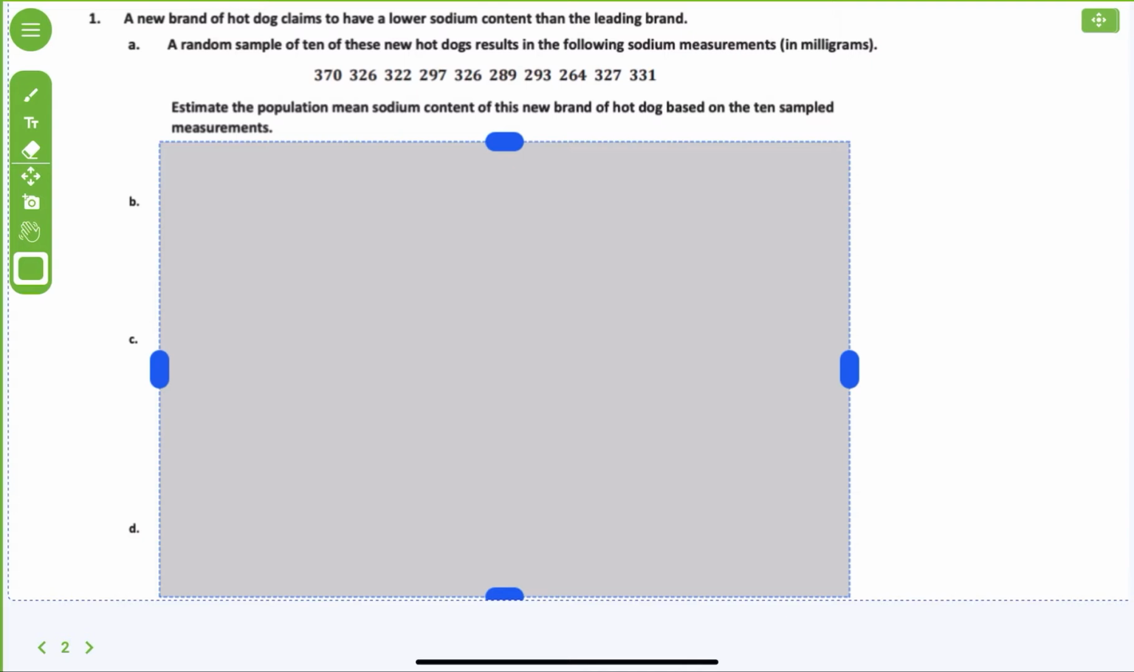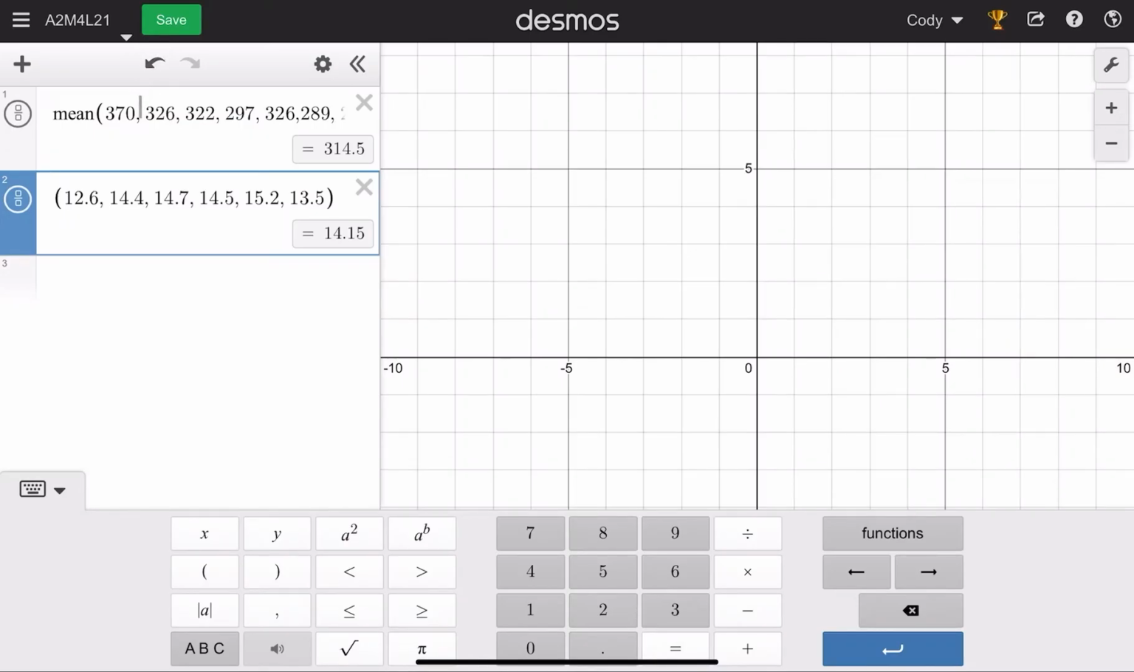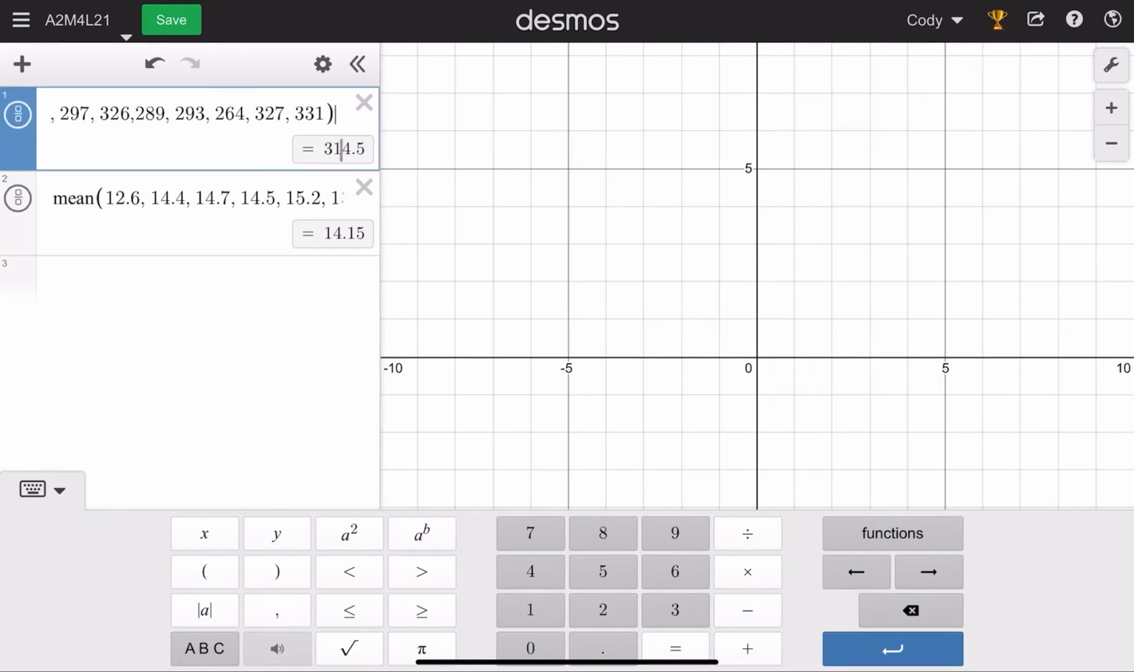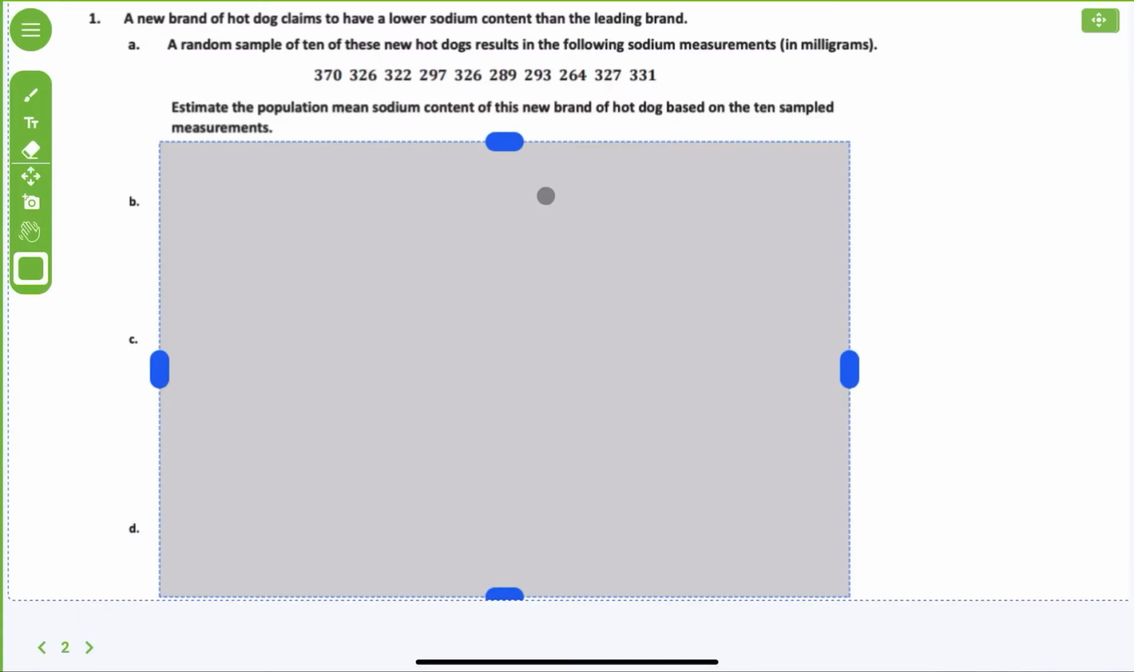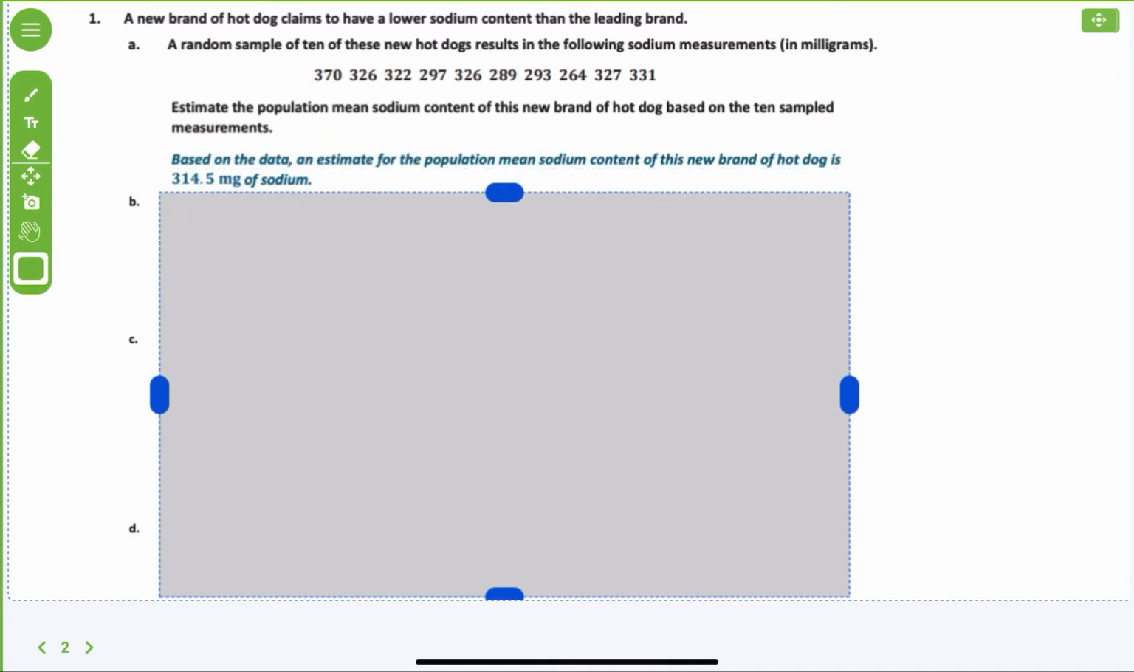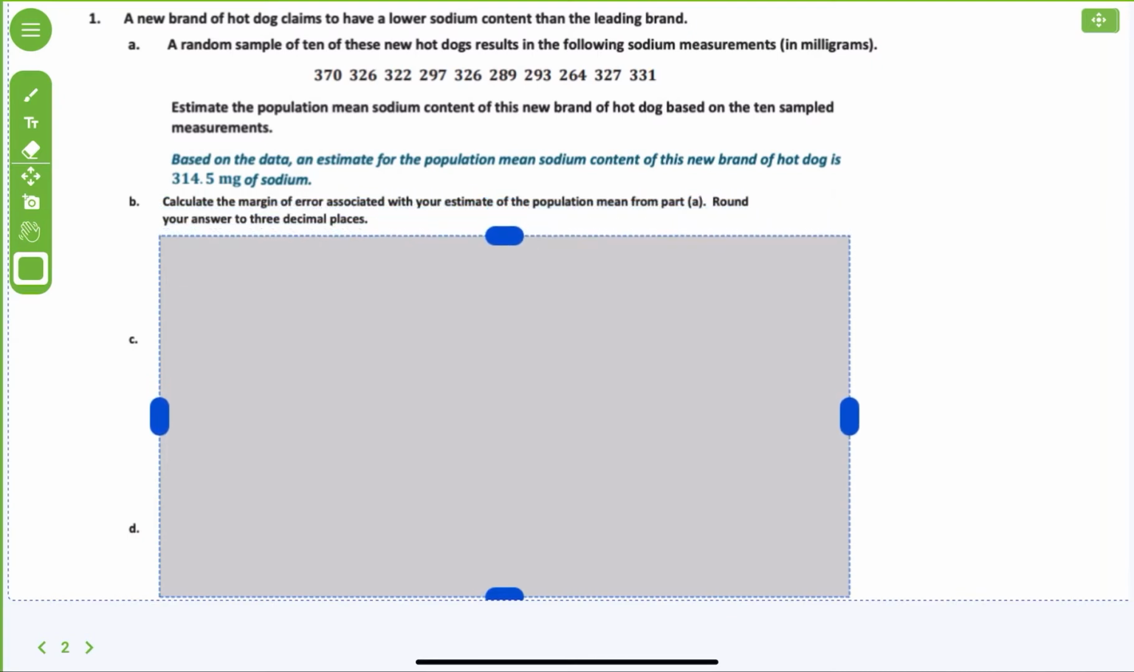Estimate the population mean sodium content of this new brand of hot dog based on the 10 sampled measurements. So what you would do is plug that in, and right here it is. The mean of those is 314 and a half, so 314 and a half milligrams. Based on the data, an estimate of the population mean sodium content of this brand new hot dog is 314 and a half milligrams of sodium.